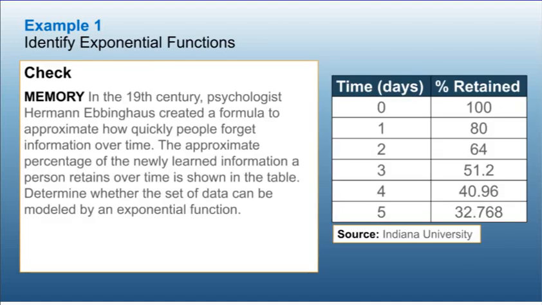Second example. In the 19th century, psychologist Hermann Ebbinghaus created a formula to approximate how quickly people forget information over time. The approximate percentage of the newly learned information a person retains over time is shown in the table. Determine whether the set of data can be modeled. So the first thing I want to check is, are my days increasing by 1? And each of these is increasing by 1. So that is a good sign there that this could possibly be an exponential. Now I need to check the percent retained. Does that increase or decrease at a constant rate?